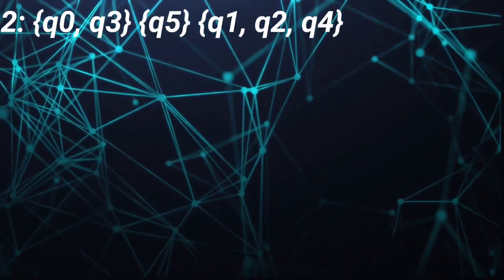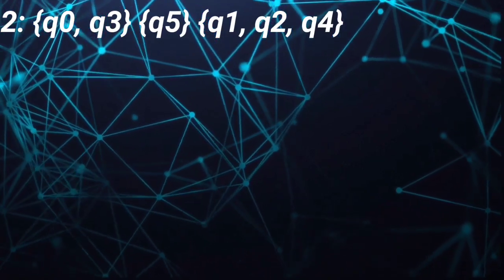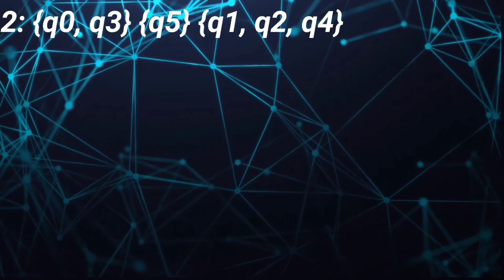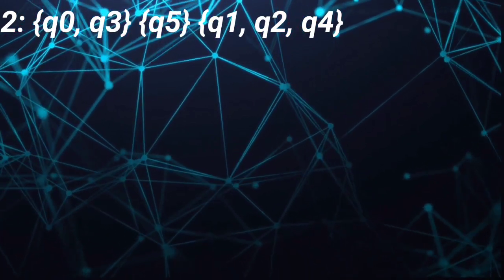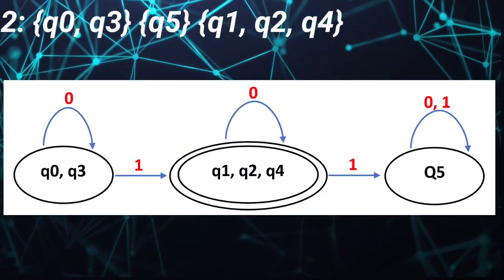And after that, we are now going to graph the minimized version of the DFA. The minimized version of our DFA will have 3 states only. And so the graph of the minimized version of our DFA should look like this.